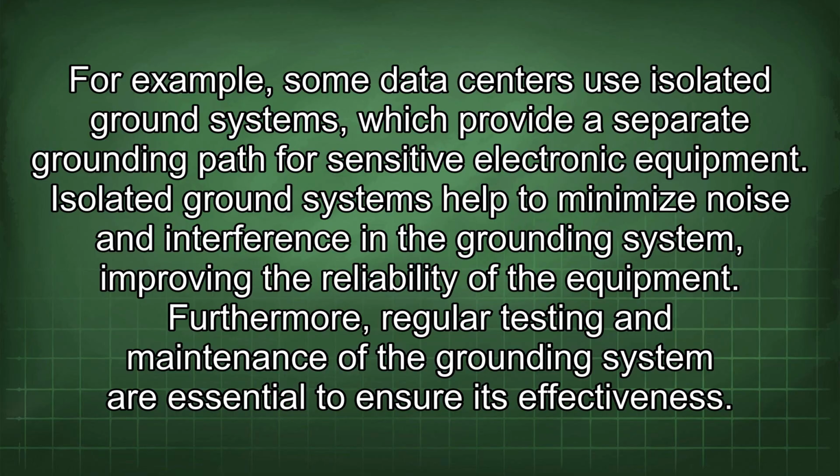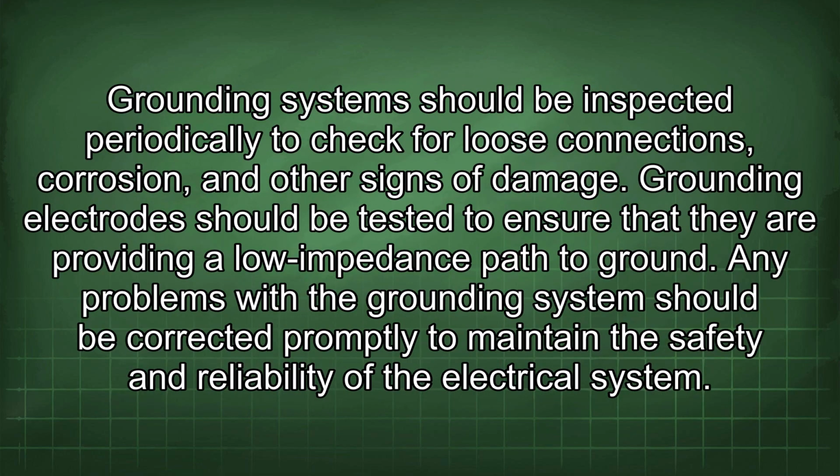Furthermore, regular testing and maintenance of the grounding system are essential to ensure its effectiveness. Grounding systems should be inspected periodically to check for loose connections, corrosion, and other signs of damage. Grounding electrodes should be tested to ensure that they are providing a low impedance path to ground. Any problems with the grounding system should be corrected promptly to maintain the safety and reliability of the electrical system.